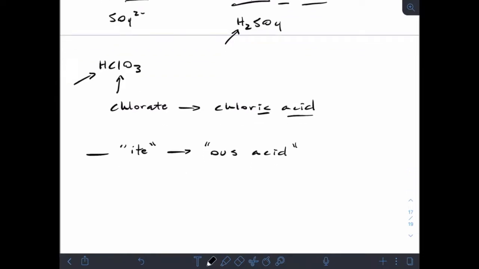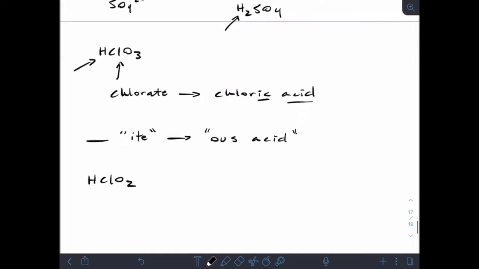So let's take a look at chlorite. If I have HClO2, we recognize that ClO2 is chlorite, and we have that leading hydrogen that tells us we are an acid. So chlorite becomes chlorous acid.